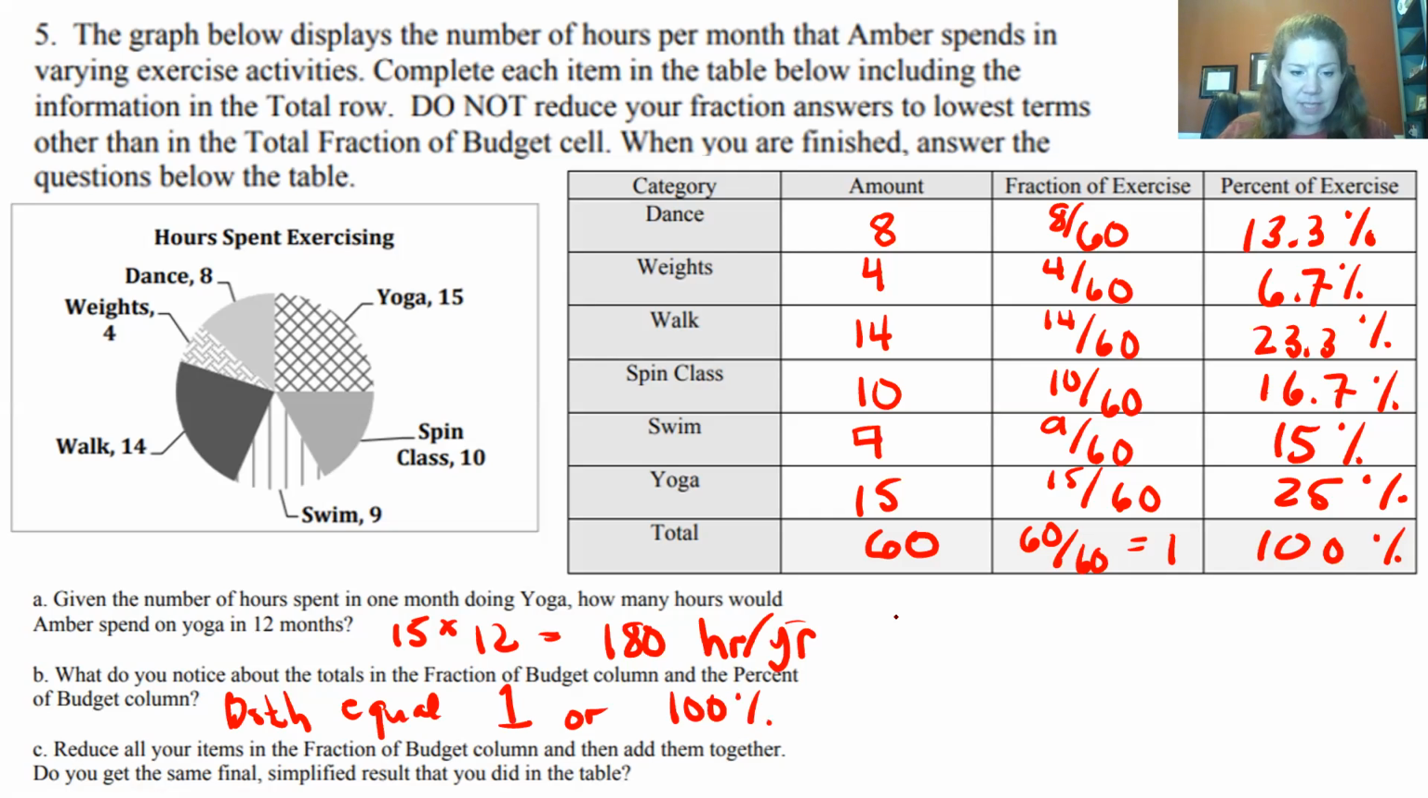Reduce all your items in the fraction of budget columns and then add them together. Do you get the same final simplified result that you did in the table? So it wants us to reduce these. We can divide 60 by 4 and 8 by 4, and we get 2/15. So 8/60 is the same as 2/15. Let's see. This would be 1/15.